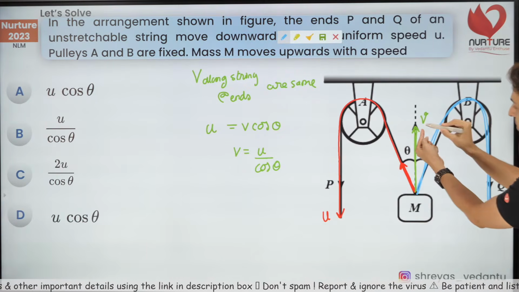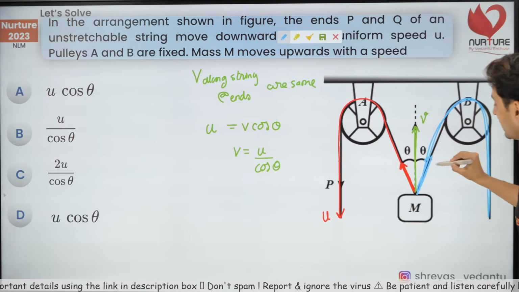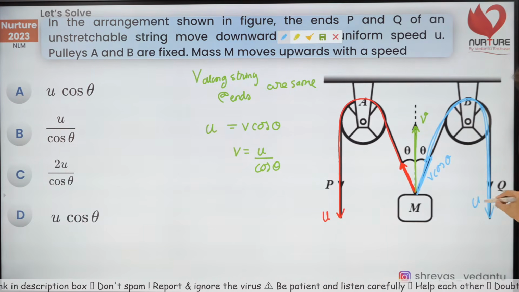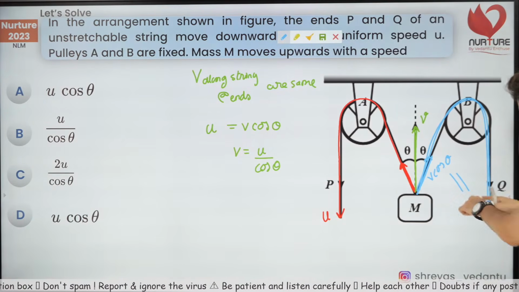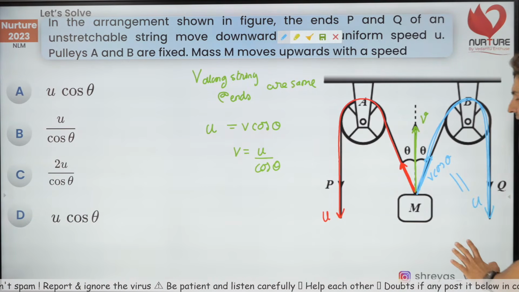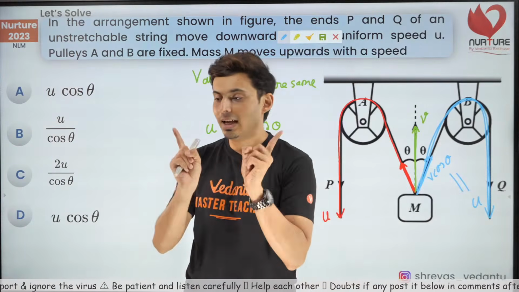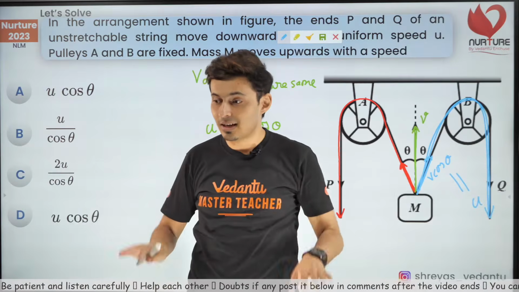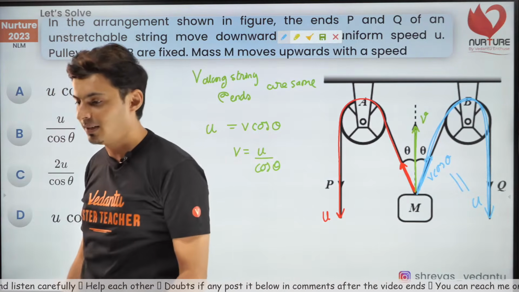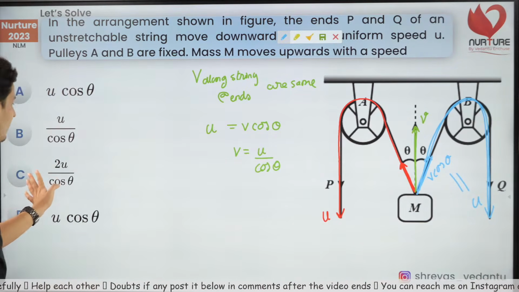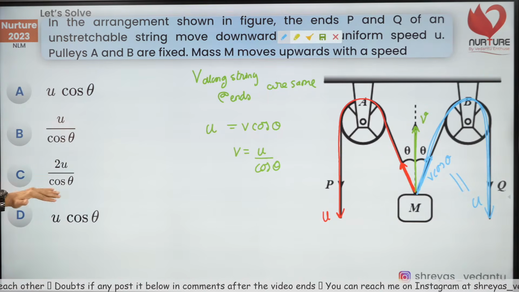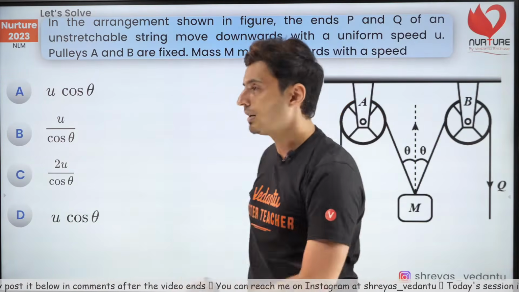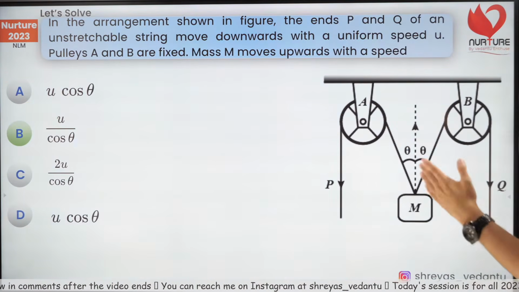So if this goes up by V, V's component, which is V cos theta, will go here, and that will also be equal to U. So V cos theta is again equal to U. So V is U by cos theta. It will not get added. It is supplying 2 strings at the same time, but they are independent of each other. They are 2 separate strings. Keep this in mind. A lot of people mistake it for 2, and some people also mistake whether cos is on the top or in the denominator. That's a common mistake. You can see the answer is B.